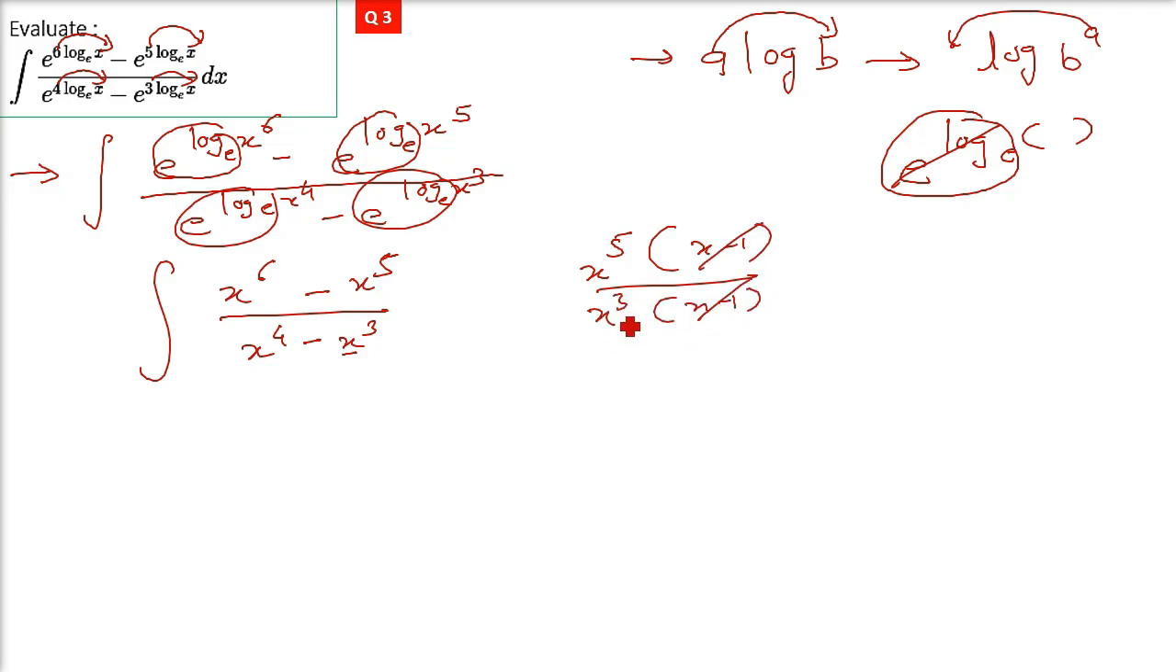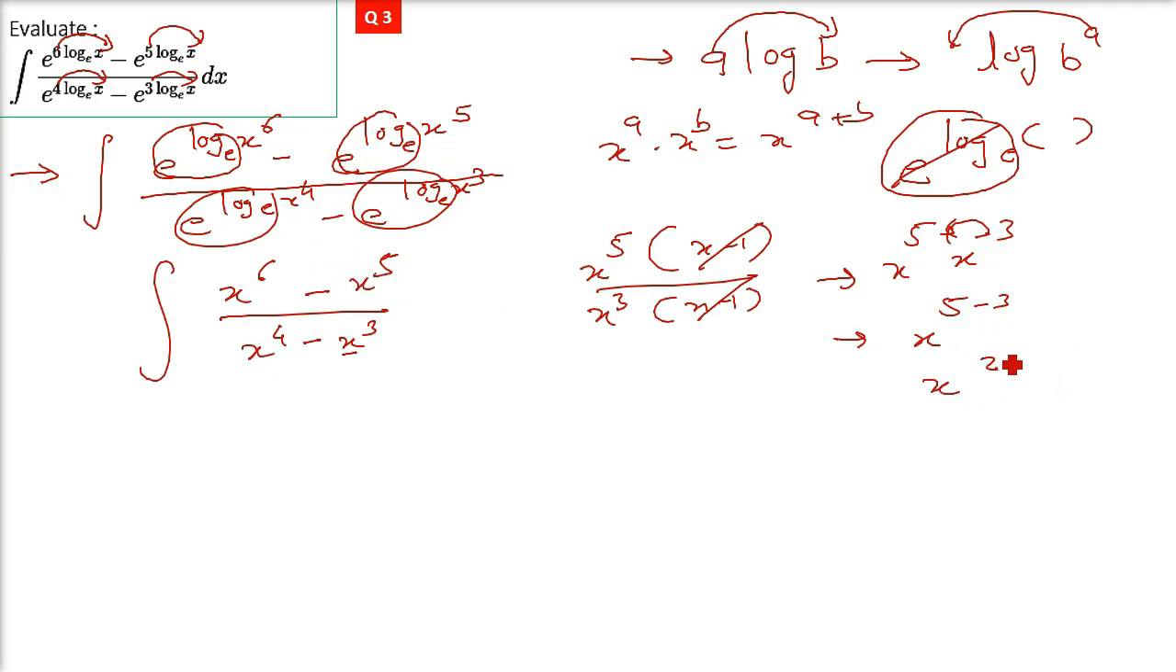This x minus 1 gets cancelled. X raised 5 by x cube is x square. Because x cube will go up, it will be x raised minus 3. 5 minus 3 is 2. When you have x raised a, x raised b, that is, if the base is same, the exponents get added. X to the power a plus b. So 5 plus minus 3. Remember, minus or negative always overpowers the positive sign. So 5 plus minus 3 is simply 5 minus 3, which gives you x square.